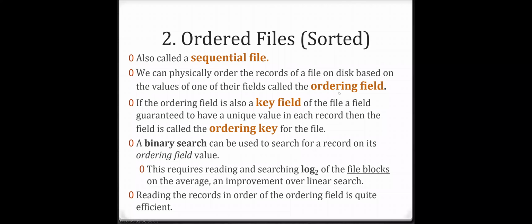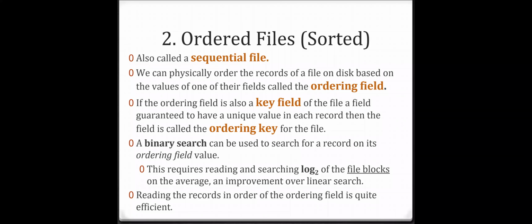So we know already that the file is the relation or the table, and it consists of multiple columns and attributes. If you take any of the columns, let's say the address, and you sort the records based on the address, then the address is called the ordering field. Field refers to the column, and it's called ordering because we use it in order to order the records in the file.